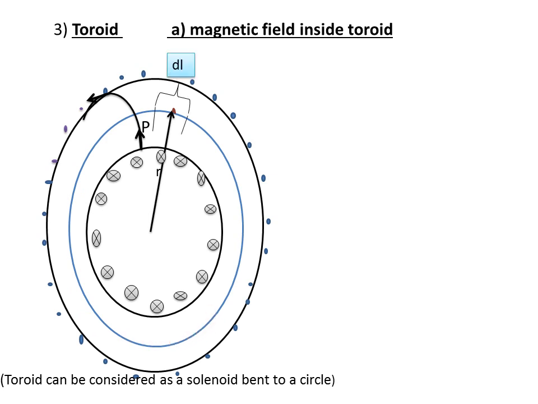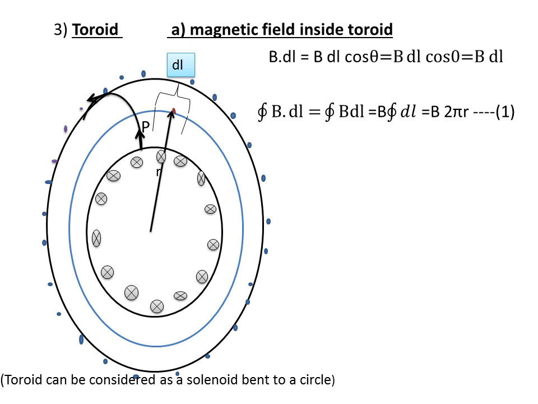Now we are going to consider a small element of length dl. The direction of dl and direction of B are in the same direction. So B dot dl equals B dl cos theta, or B dl cos 0. Cos 0 is 1. So B dot dl is equal to B dl. We can find B dl for small elements each of length dl throughout the loop, and we get B dot dl is equal to B dl in each case.